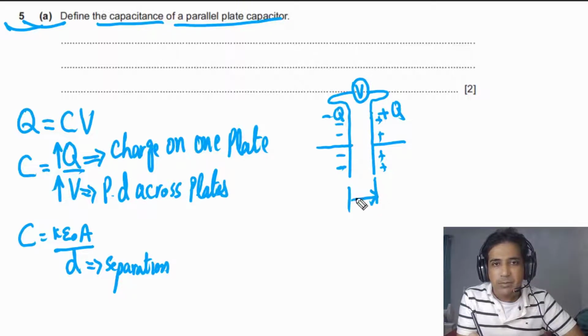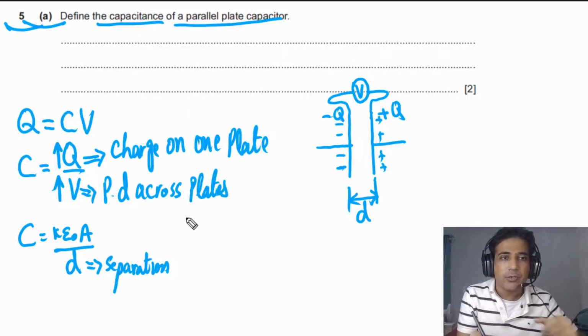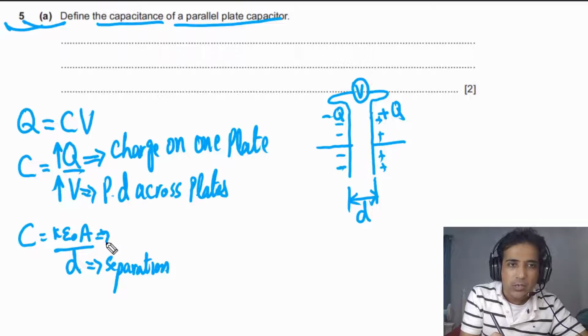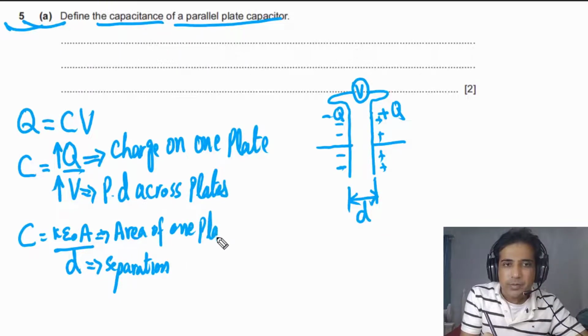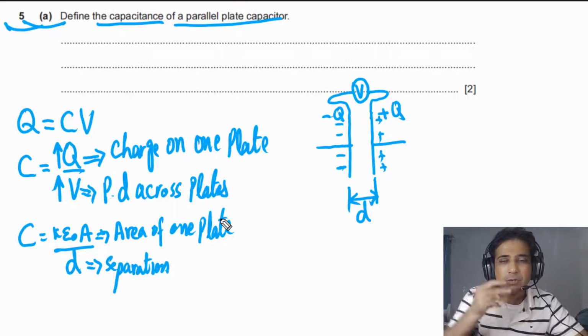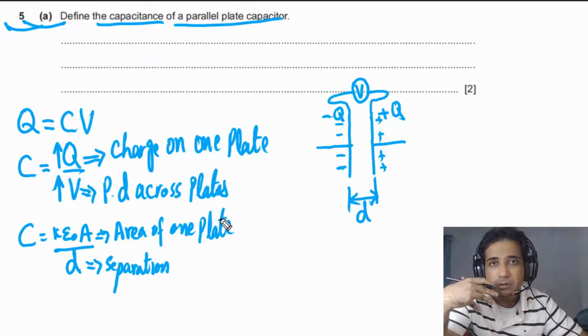This is the separation between the plates, which we can label as d. And A is the area of one plate. We are talking about a parallel plate capacitor. So this is what you need to understand about capacitance.